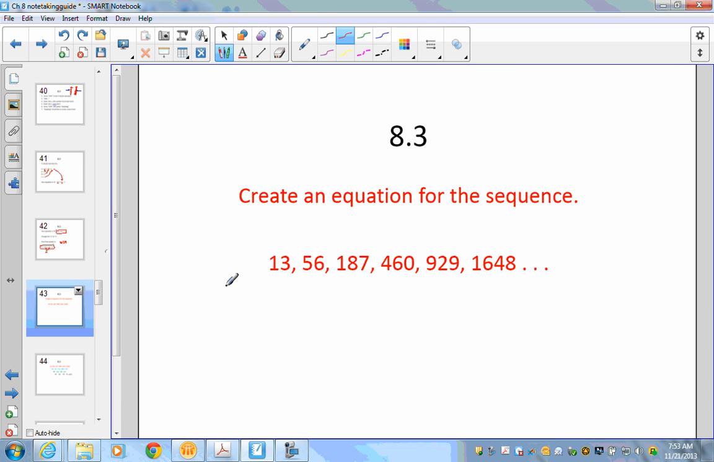There's my answer. Pretty simple. All right, let's try another one. Create an equation for the sequence. Once again, you have to go through your steps. Am I adding something consistently? No, I'm not. Am I multiplying something consistently? No, I'm not. So that means I'm going to have to start finding the differences. Like 13 and 56, I believe that's 43. And so I'm going to skip ahead and show you.